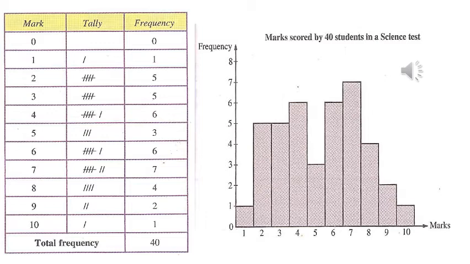So the frequency of 1 is 1, so the height of this bar is 1. And the height of the second bar is 5 because the frequency of 2 is 5. Similarly, make all the other bars in this histogram.